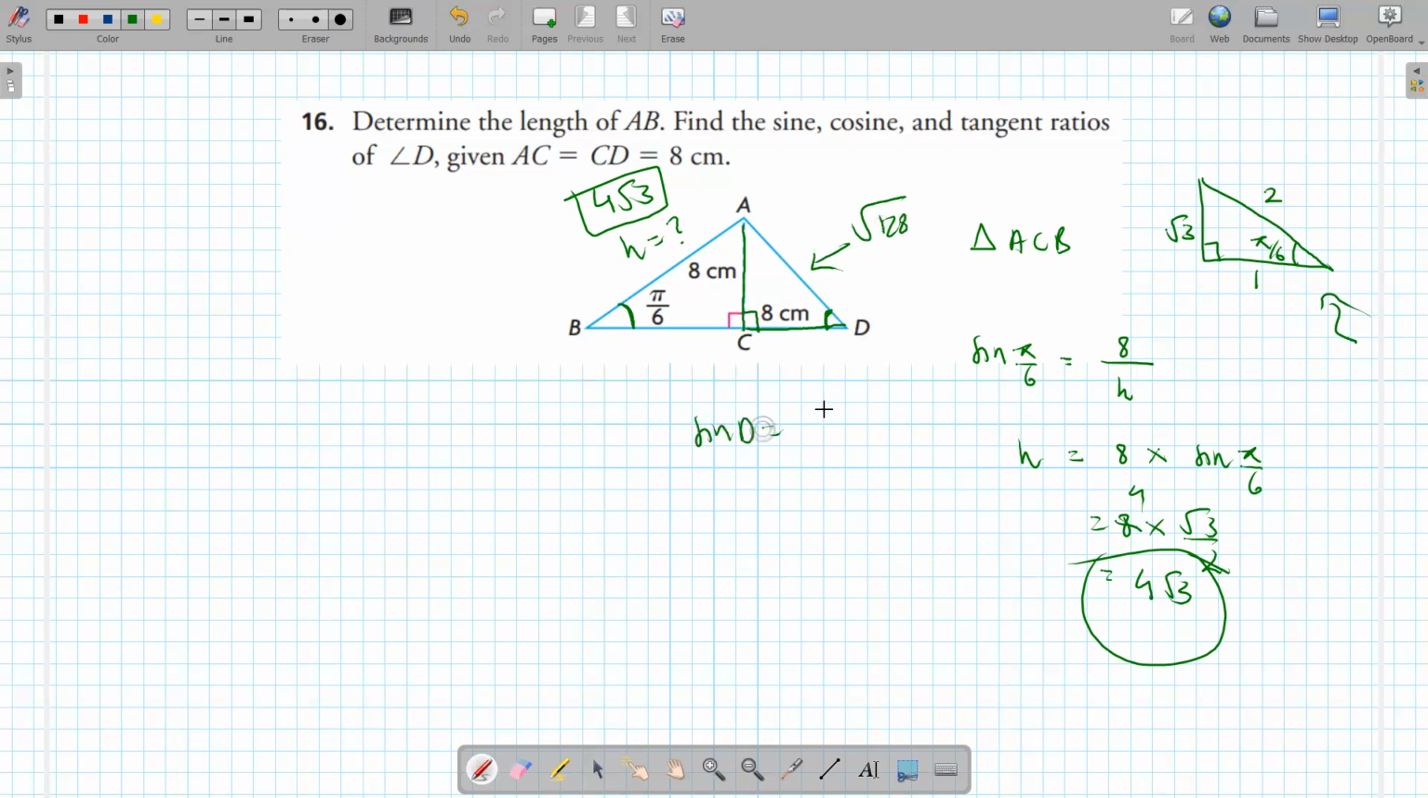Sine of D is going to be 8 over square root of 128. Cosine of D is going to be also 8 over square root of 128. And tan of D will be what? 8 over 8. Yeah, 1. And you are done.